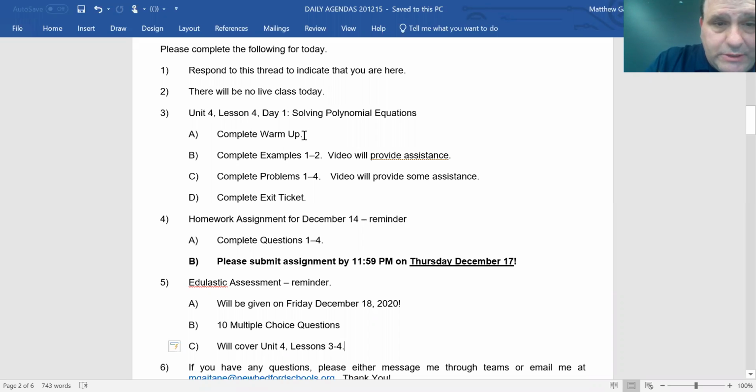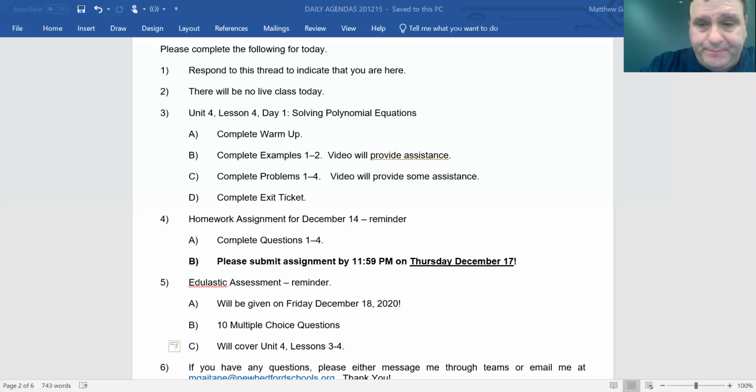So today's assignment will consist of 2 examples. I'll take you through the procedure in the first example, then complete problems 1 through 4, and the exit ticket. The homework assignment I actually posted on Friday. That's due tomorrow. And Friday we'll be doing an Edgelastic assessment. It'll be on the last couple of weeks, 10 multiple choice questions on rational equations and these polynomial equations we'll cover today.